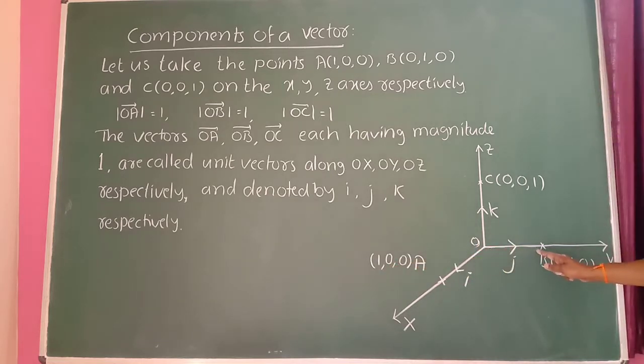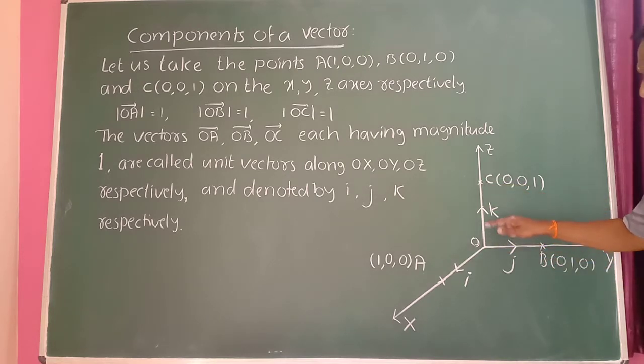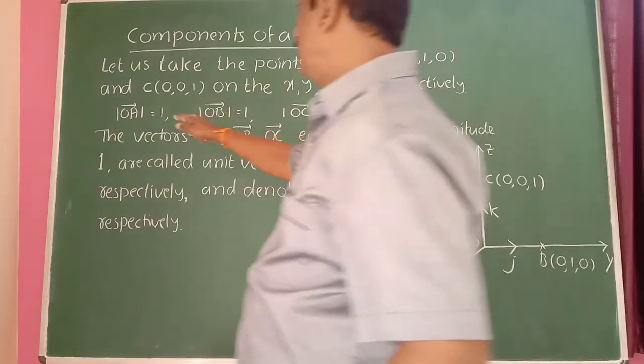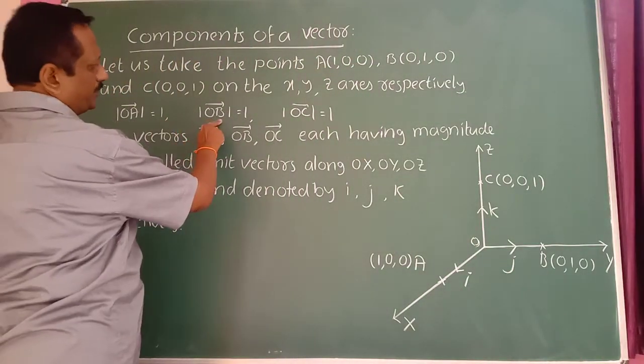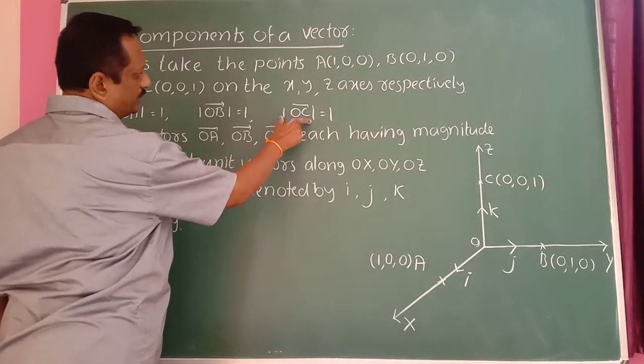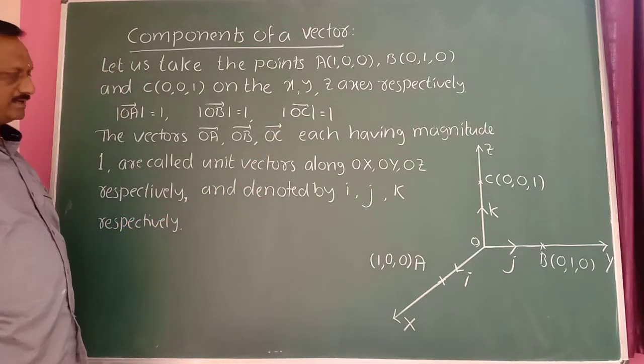And OB is also 1 unit. Coordinate of B is (0, 1, 0). Even OC is also 1 unit here. So the coordinate of the point C is (0, 0, 1). Therefore, modulus of OA is equal to 1, modulus of OB is 1, modulus of OC is 1. Modulus means the length of the vectors here.